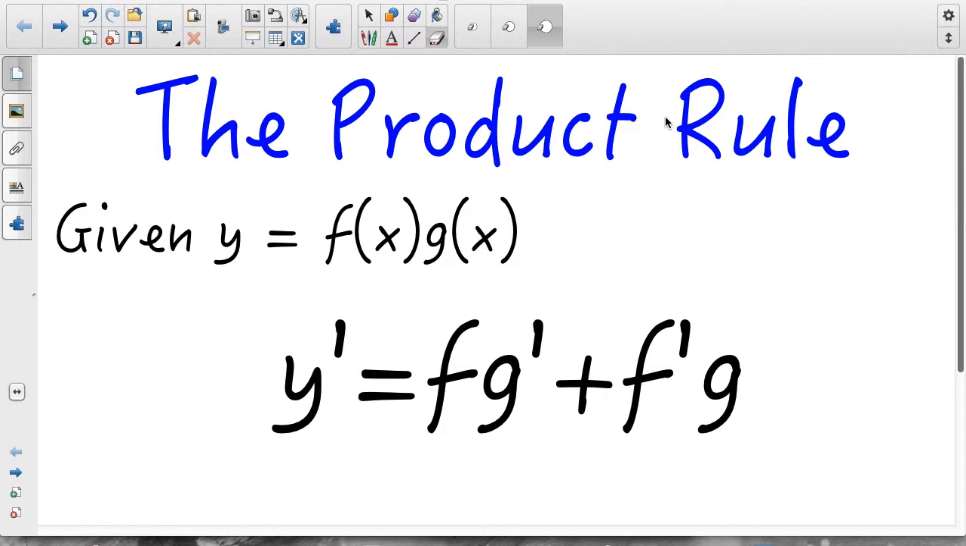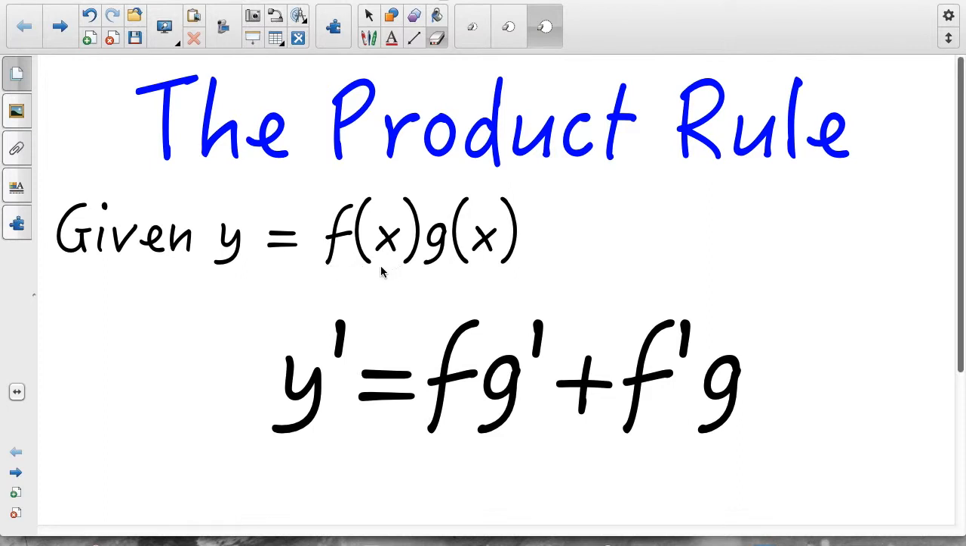Alright, so the product rule is basically used for finding the derivatives of functions that consist of 2 or more functions multiplied together. So if you look at this general example right here, our function y consists of a function f multiplied by a function g. These functions could be anything. f of x might be a linear function, x plus 5, and g of x might be a trig function, sine of x. Or f of x might be an exponential function, 2 to the x, and g of x might be a quadratic. So there are lots of different variations on when you use it.